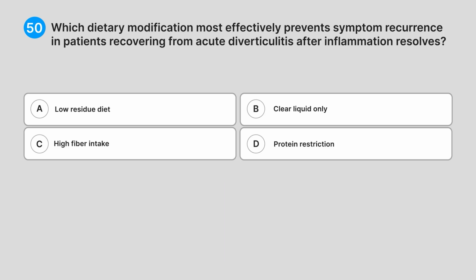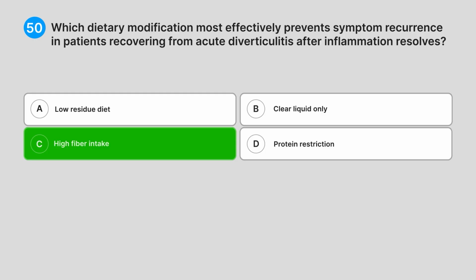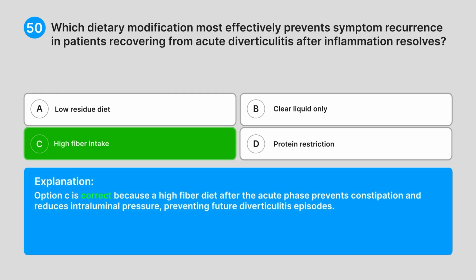Correct answer, C. High fiber intake. Explanation: option C is correct because a high fiber diet after the acute phase prevents constipation and reduces intraluminal pressure, preventing future diverticulitis episodes.